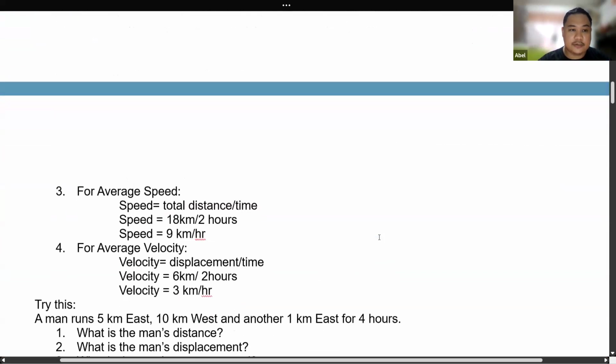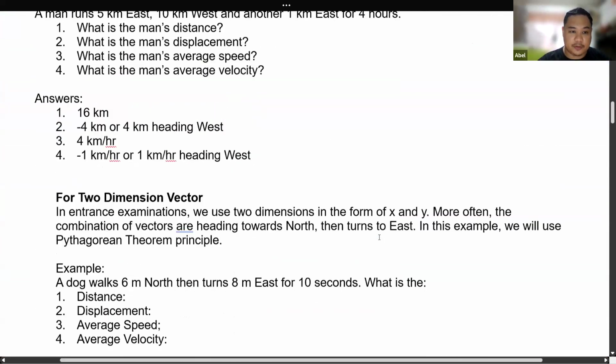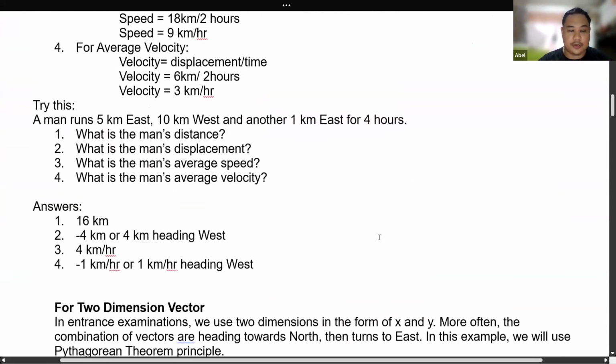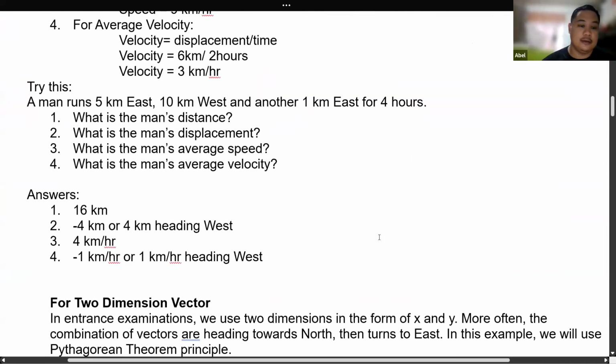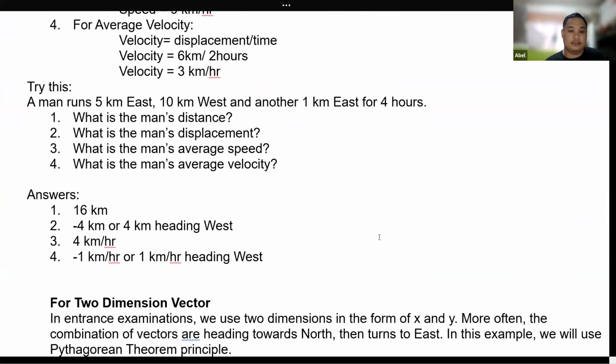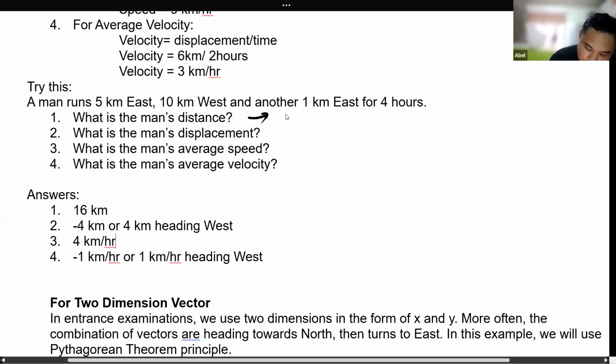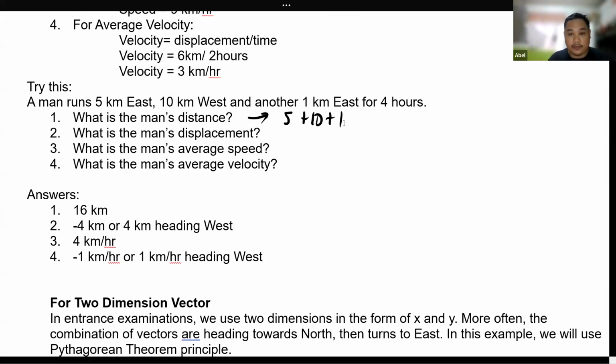Now, let's try to answer this one, and try to pause. Don't look at the answer here, or if you already looked at the answer, kindly prove why the answers go like this. So a man runs 5 kilometers east, 10 kilometers west, and another 1 kilometer east for 4 hours. So just try to look at the man's distance. For the man's distance, it is simply 5 plus 10 plus 1, right? We don't care about the direction. So that is just 16 kilometers.